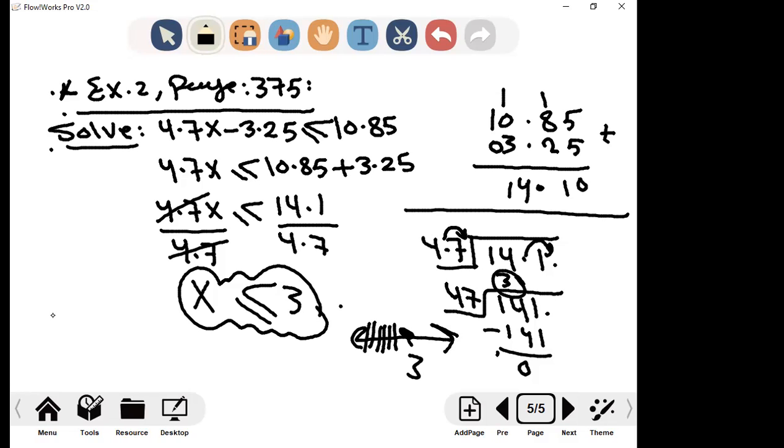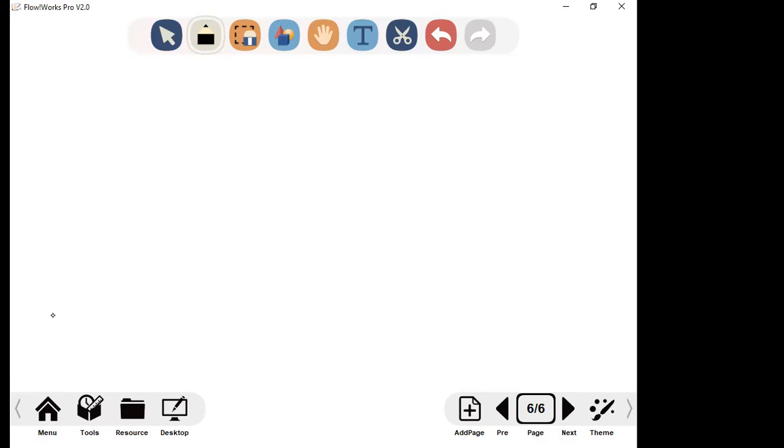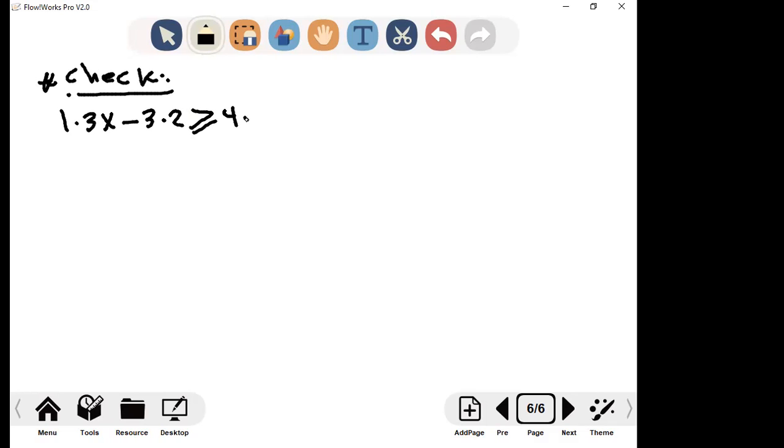Now check of example 2. Let's do it quickly together. Check of example 2, page 375 also. Solve 1.3x minus 3.2 more than or equal 4.6. So 1.3x minus 3.2 more than or equal 4.6. Let's do the steps.